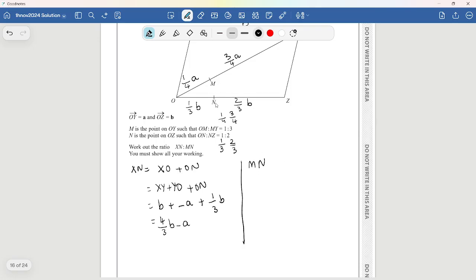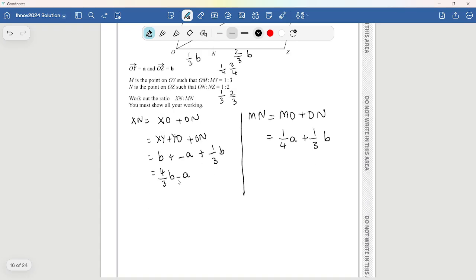Let me find out MN as well. So M to N, you go all the way from M to O and O to N. M to O is 1/4 of A, and O to N is 1/3 of B. Now I will see if there is any connection between XN and MN so that I can write it in the form of a ratio easily.